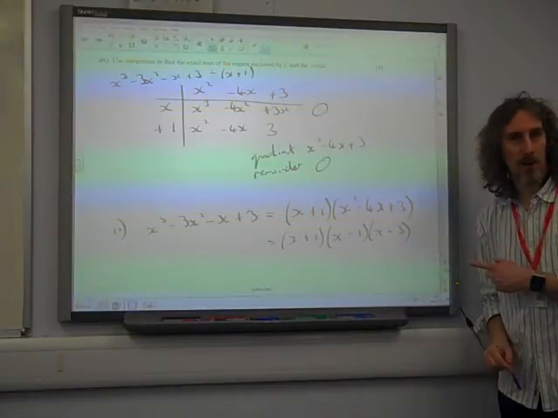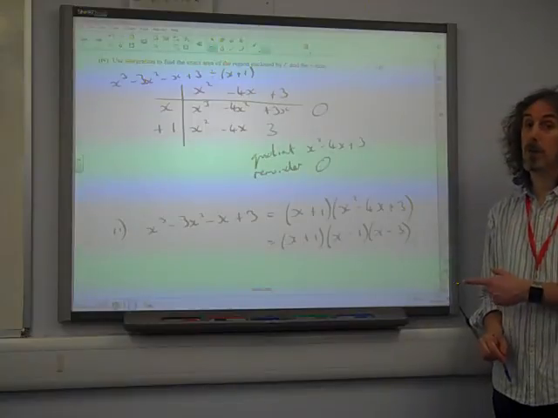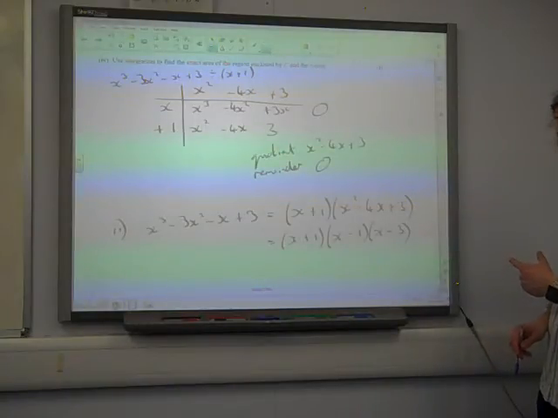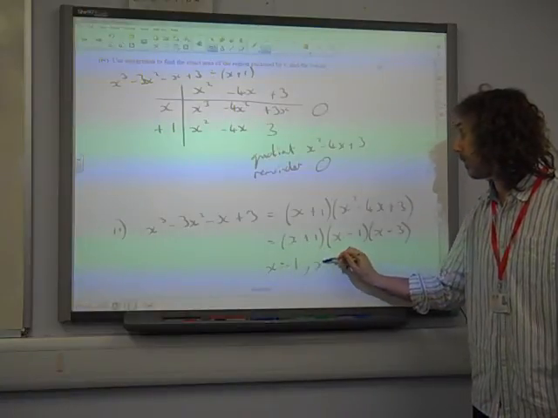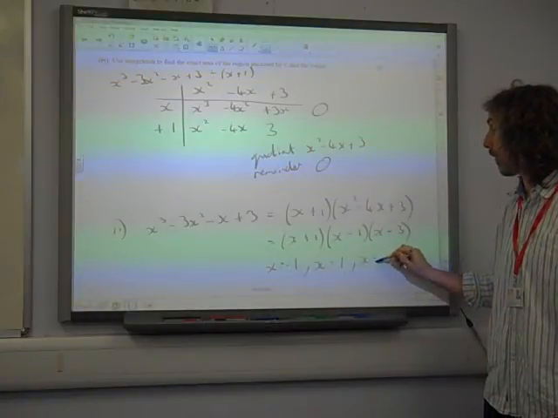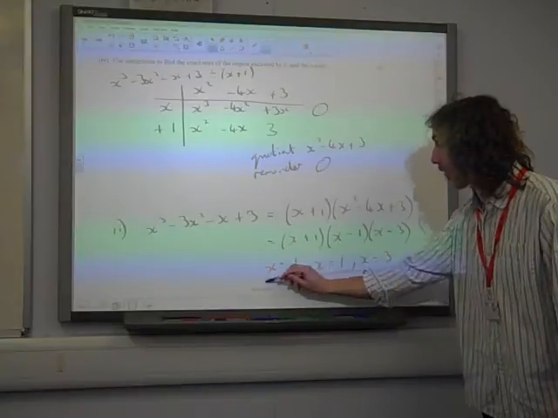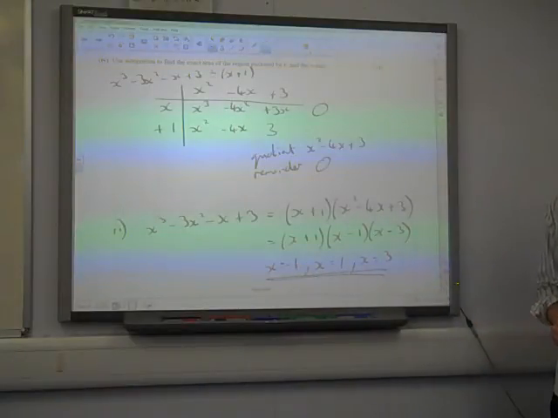And that's not enough, is it? Because that hasn't answered the question. The question said find the 3 roots. So the roots are x is minus 1, x is plus 1, and x is 3. They are the 3 roots of the equation.